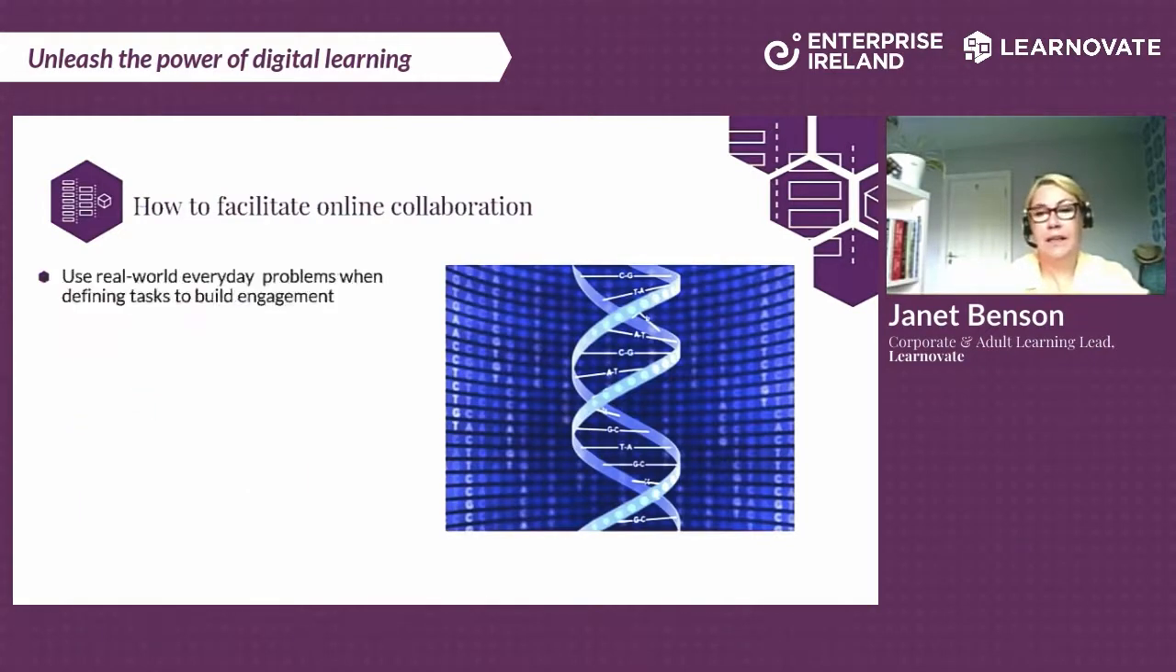And this one I like. So using real world everyday problems when defining tasks to build engagement. So again, look at something that people can apply to their everyday lives, for example. So we call that scaffolding learning. So it's kind of building on something that people already know.